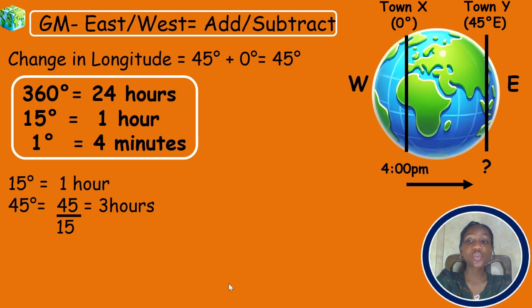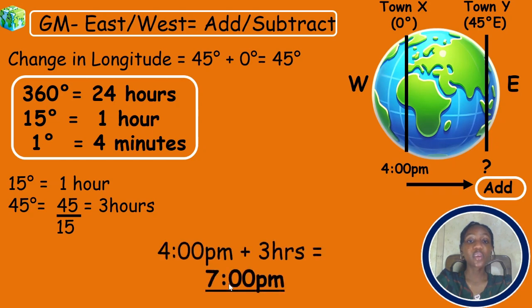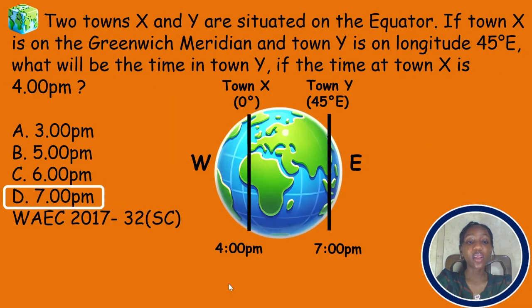Remember that if someone goes to the east, they gain a day, which is addition. To get our final answer, all we have to do is add our longitude difference, that is the 45 degrees we've converted to 3 hours, to the time that we know, and that gives us 7 p.m. Here, 4 p.m. plus 3 hours gives us 7 p.m. So here the addition follows the normal routes. Our final answer, option D, 7 p.m.